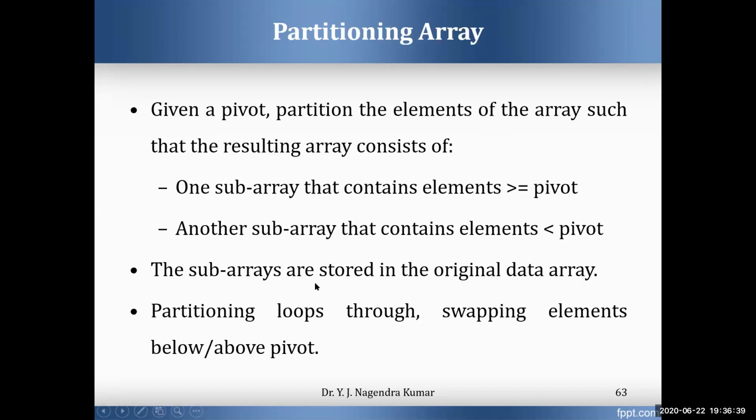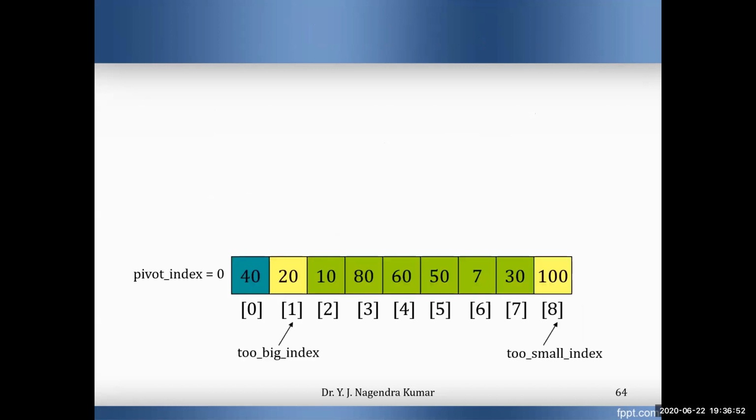So that we'll get two subarrays by placing the pivot at the proper position. The subarrays are stored in the original data array, and then partitioning loops through and swaps elements below and above the pivot. We have to perform all these operations. Now we'll take this example. This array consists of 9 elements, and I'm considering the first element as the pivot element. So 40 now acts as the pivot element.